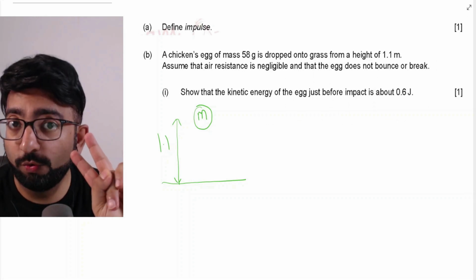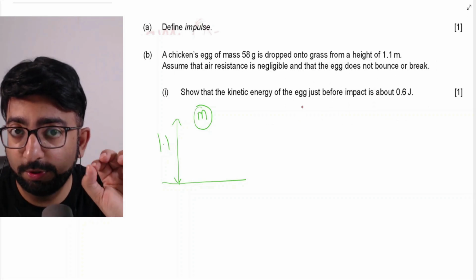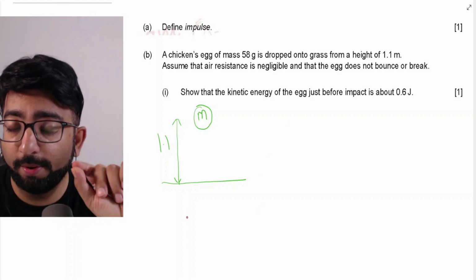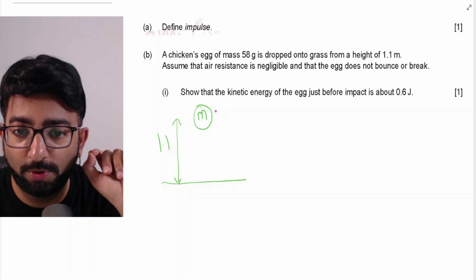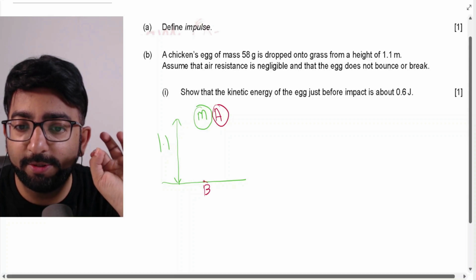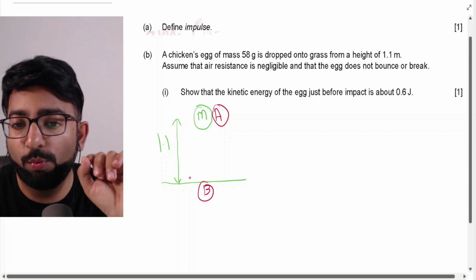So there are two ways to do it. Either we use the law of energy conservation or using the Stewart equation. Let's use both the methods. Method number one, the law of energy conservation. So let us label point A as the topmost point and point B as just before impact with the ground.